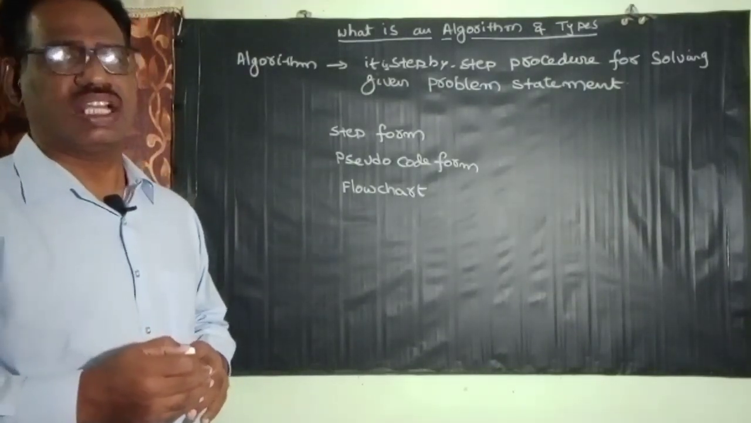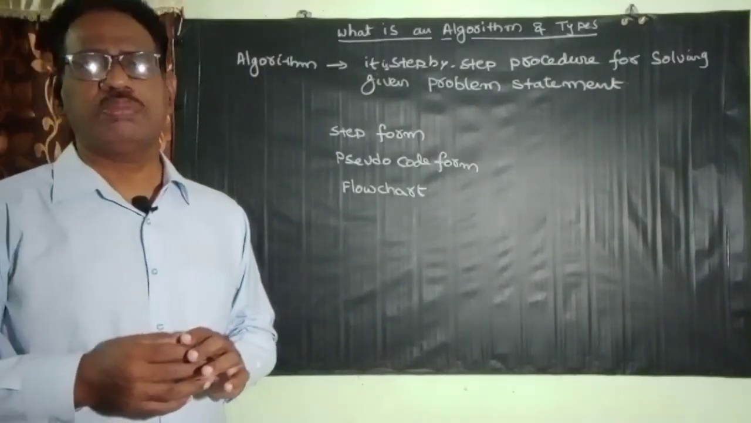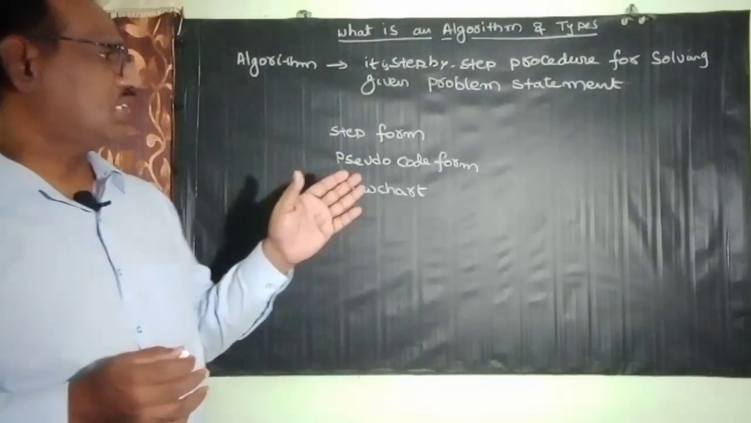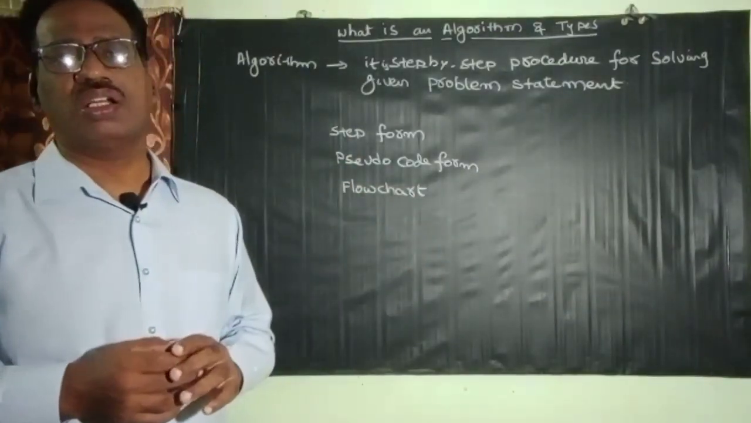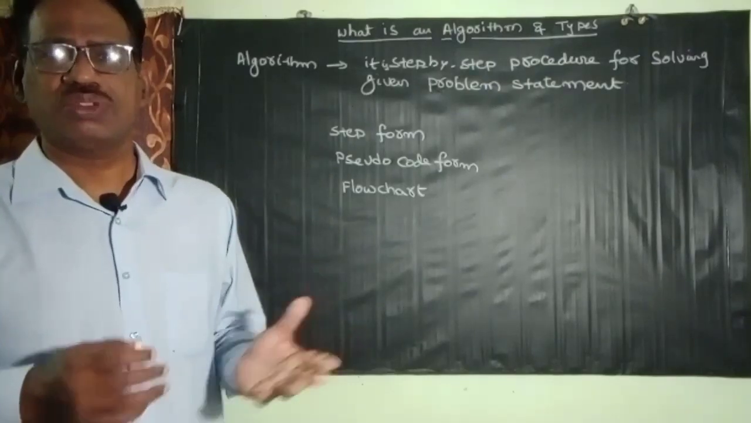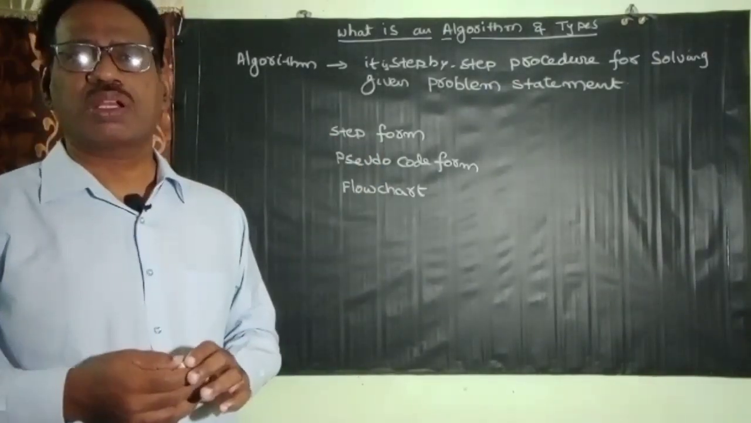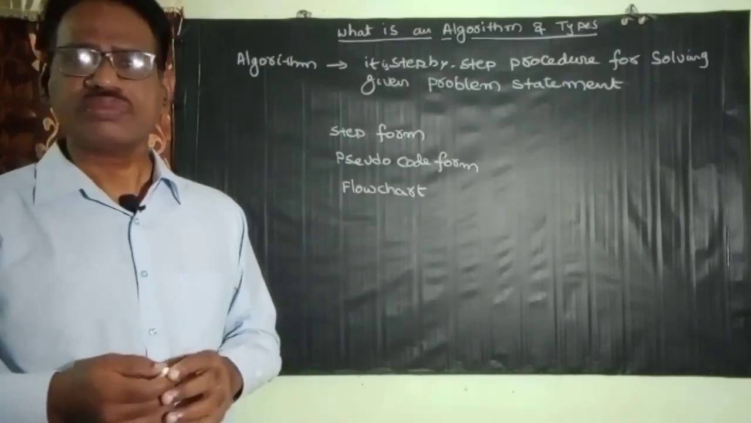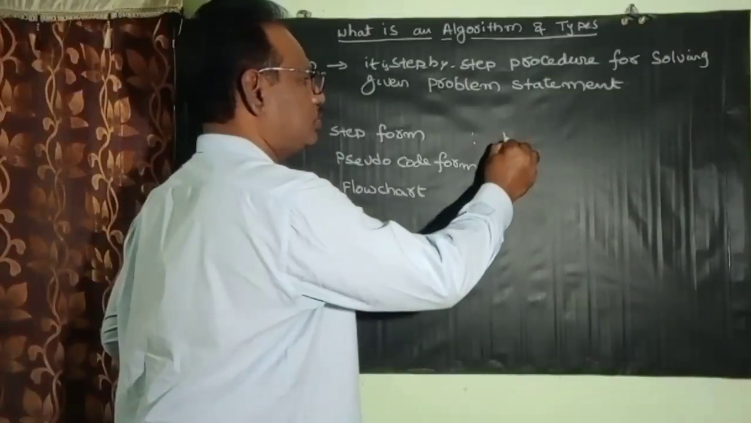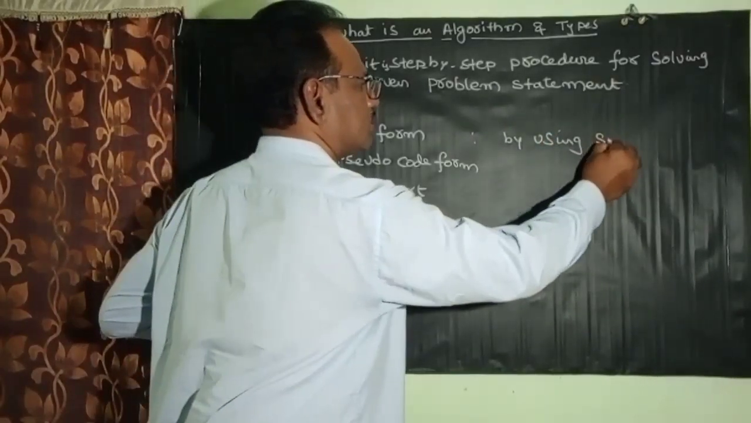So that is algorithm. In the step form, we give the procedure step by step in simple English statements. Not only in English, you can write in any language, but generally, because computer applications follow English, we use simple statements.